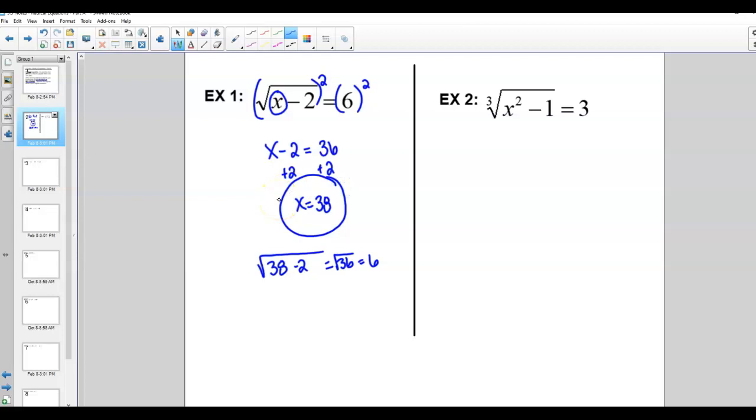For example 2, we've got a cubic here. And so much like our problem with example 1, we need to get rid of this cube root here, and to do that we are just going to cube both sides. So on the left hand side we are just going to be left with x squared minus 1. On the right hand side here we're doing 3 times 3 times 3, which is going to give us 27. So we will add 1 to both sides. X squared is going to equal 28.